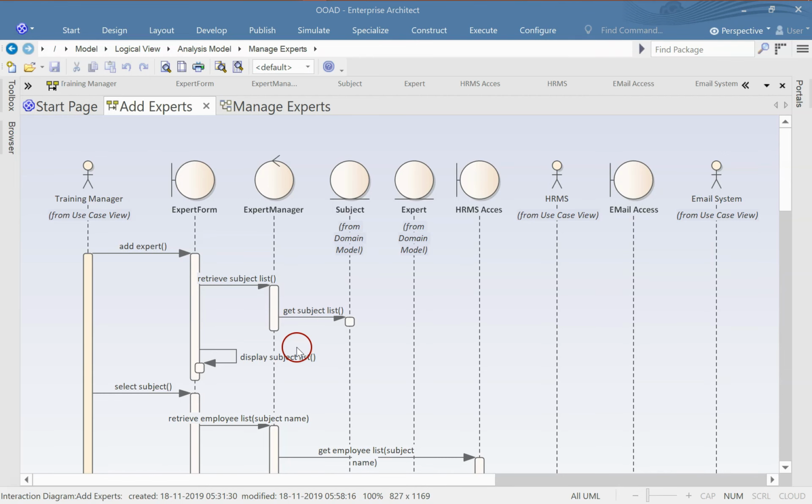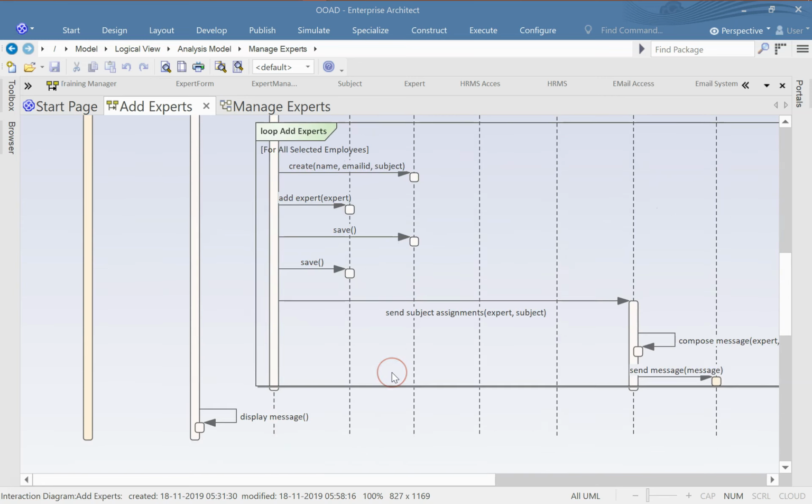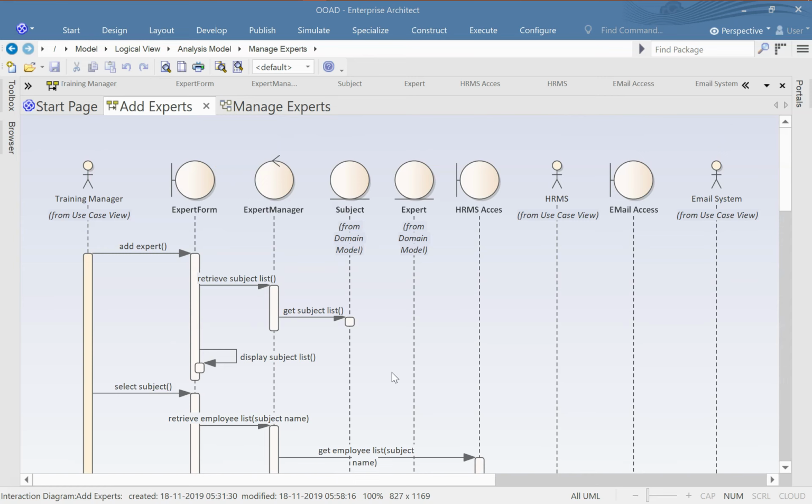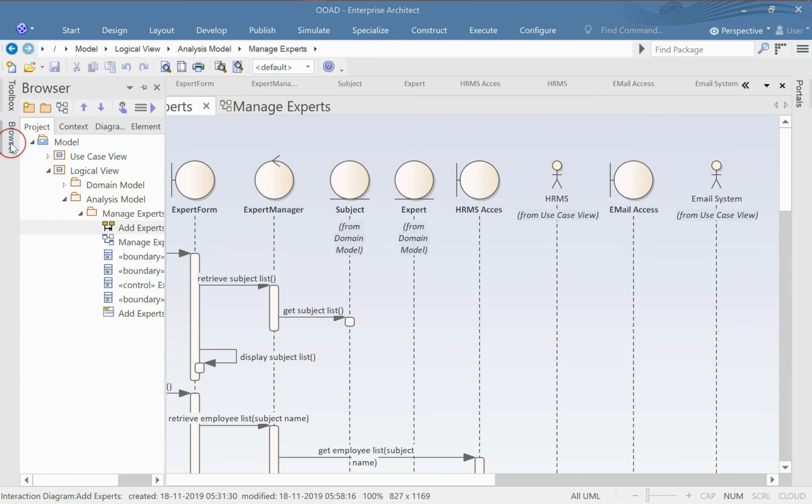Now, in the last session, we looked at the behavior of the use case add experts. To understand this behavior, we created this sequence diagram. Now, let's look at the structure of the use case to support this behavior.